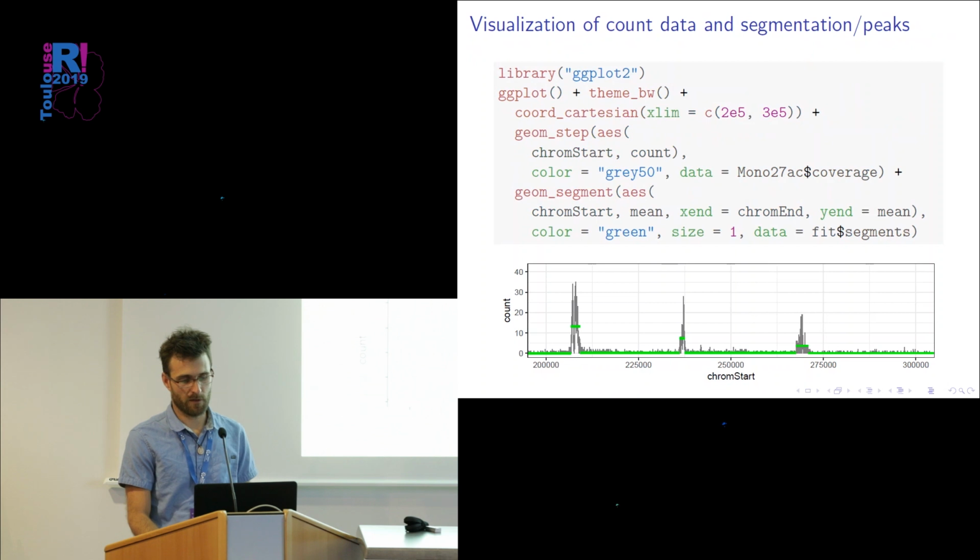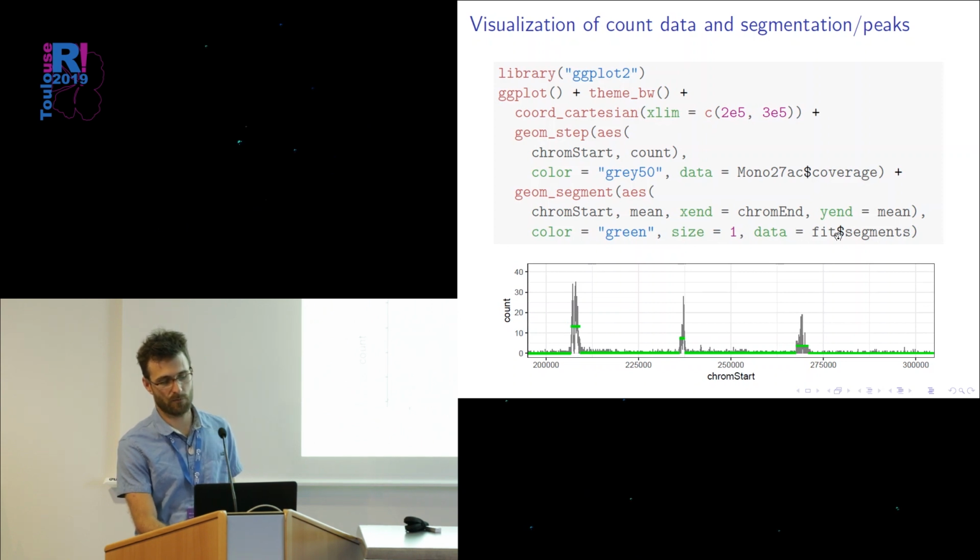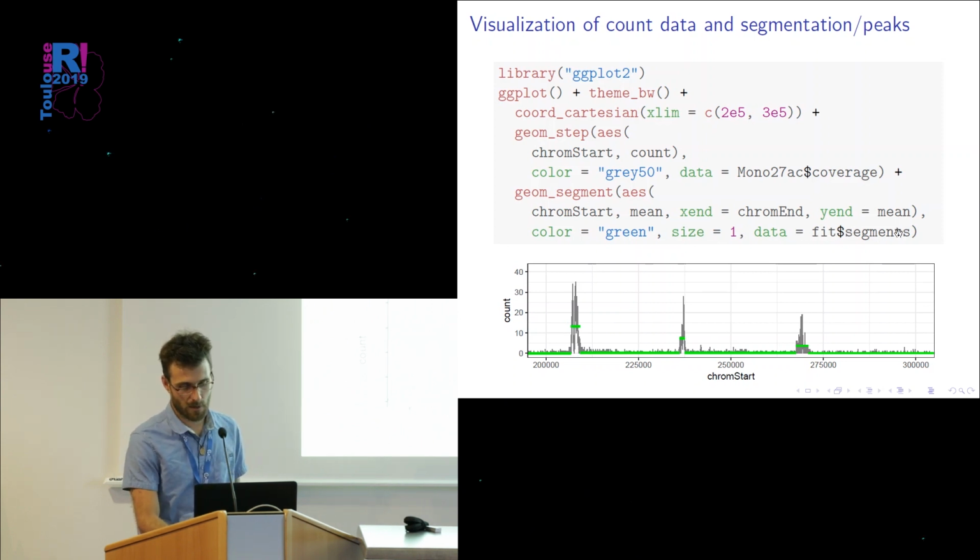And another thing that you can do is you can do some visualization of the model in this fit object. So here I'm doing a ggplot that shows the data again in gray in the background here, and then I'm using a geom_segment with fit$segments to plot what the segmentation model looks like. And so in this case, this model looks good, like it's capturing the peaks in this data subset.